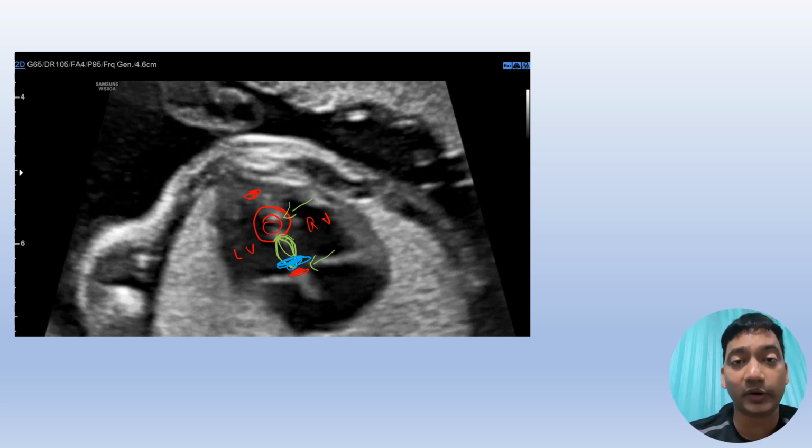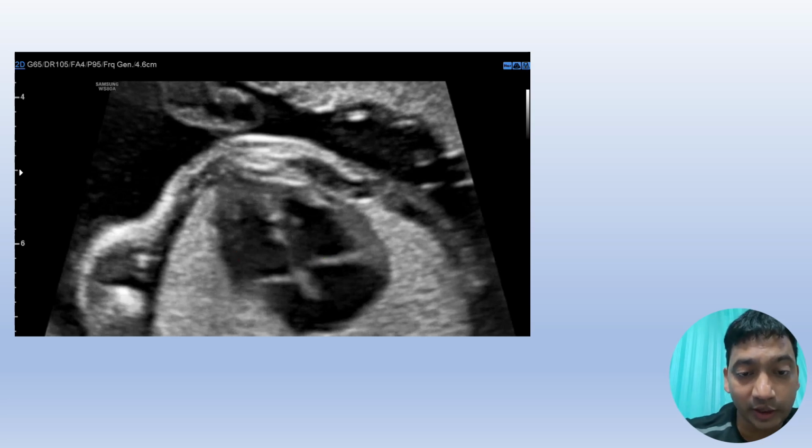So this is tip number one. And now tip number two, which we can see beautifully in this particular case, is the echogenic borders. The echogenic borders of this VSD.